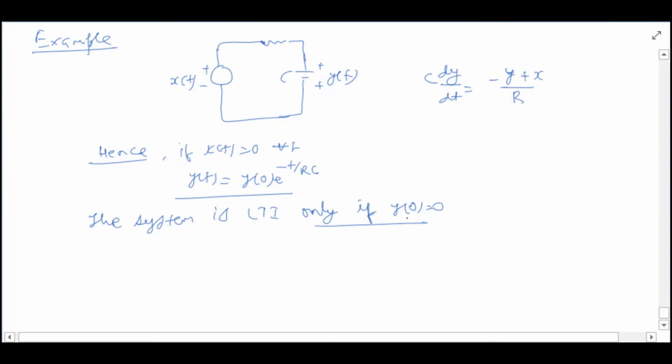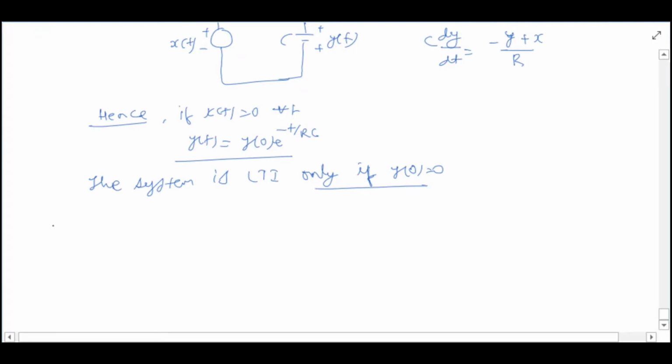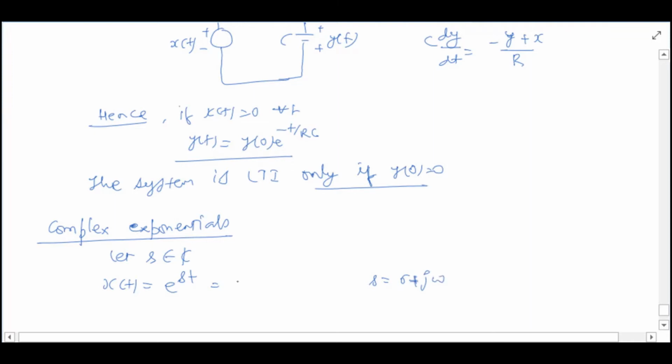Finally, we look at special functions and their responses to linear time invariant systems, and these special functions are called complex exponentials. Let's see what complex exponentials are in both continuous and discrete domains. Let s be a complex number. Signals of the form e^(st) are called complex exponentials in the continuous domain. Notice that if s is sigma plus j omega, then this x(t) turns out to be e^(sigma t) times e^(j omega t).